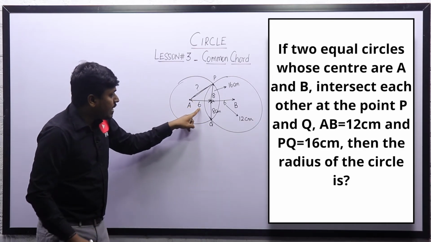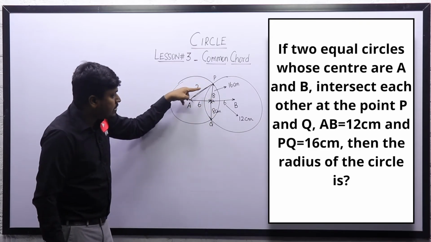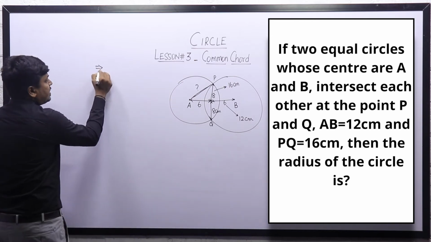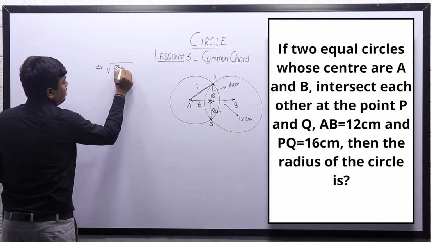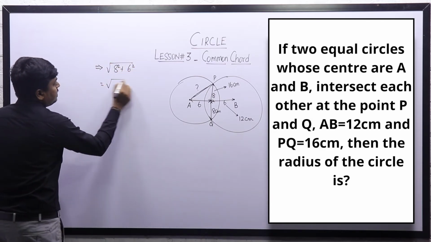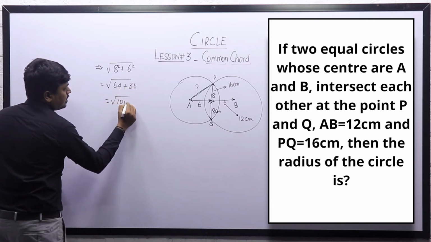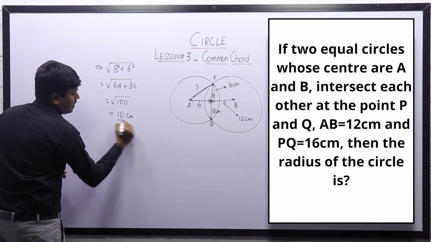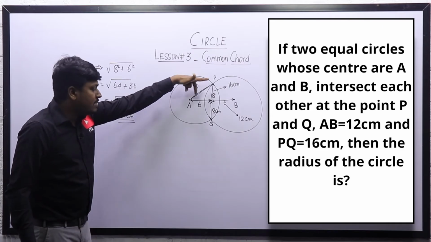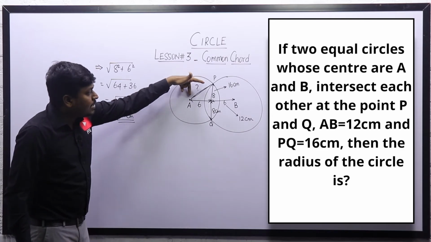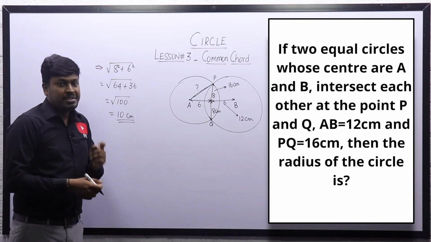We know that the base value is 6 centimeter and the opposite is 8 centimeter, and our target is to find the slope. So according to the Pythagoras theorem, root of 8 square plus 6 square, right? 8 square will be 64, 6 square will be 36. So root of 100, so this will be 10 centimeter. Which means the radius of the circle, because our target was to find the radius, which we have taken as the slope. So finally the radius of the circle is 10 centimeter. So this will be the answer for question number 2.